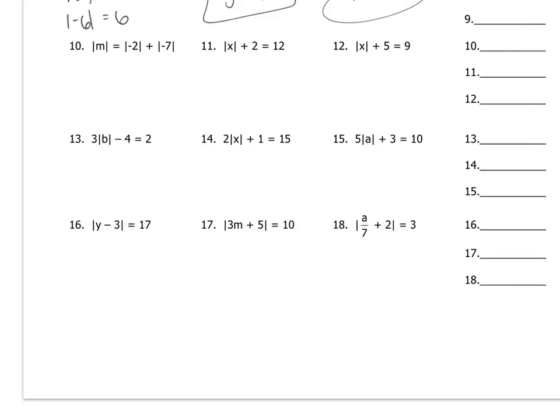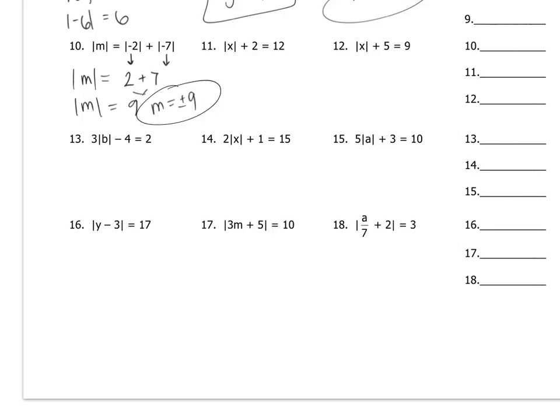On number 10, we're actually going to do some solving. So first, let's simplify these two numbers. I have the absolute value of negative 2, which is positive 2. I have the absolute value of negative 7, which is positive 7. So the absolute value of m then must equal 9. So that means m could be plus or minus 9.